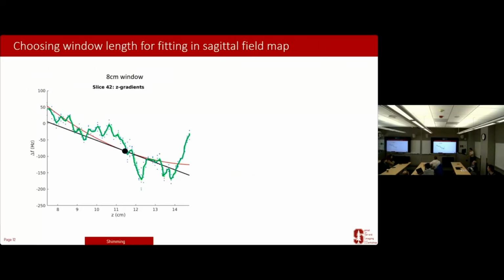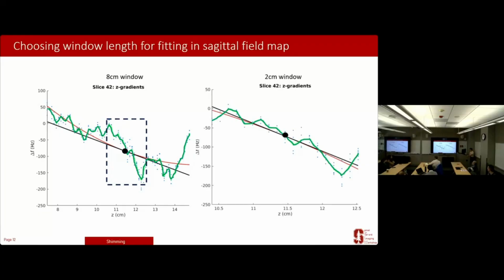This is another example. The magnetic field around the target slice, represented here by this dot, is not very smooth. So using an 8 centimeter window for fitting will give you this slope. But if you only use a 2 centimeter window around the target, you get a steeper slope.